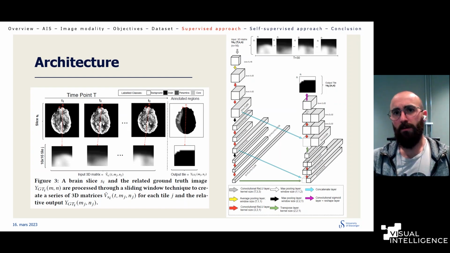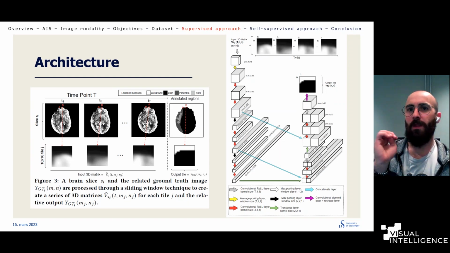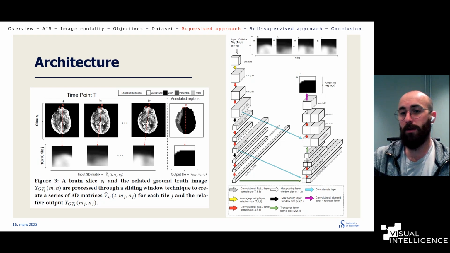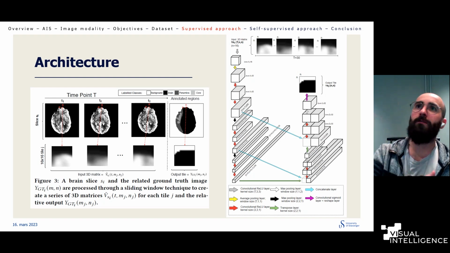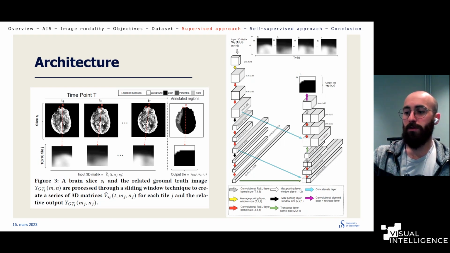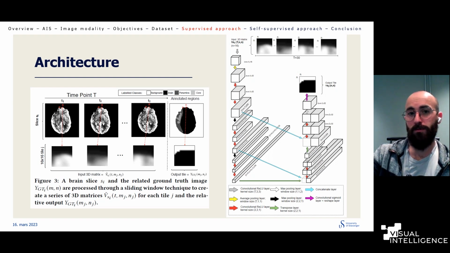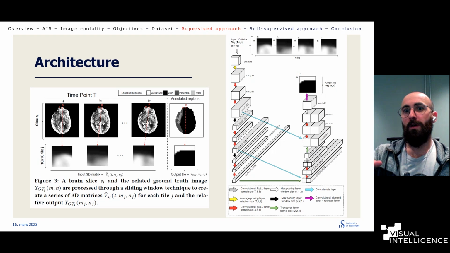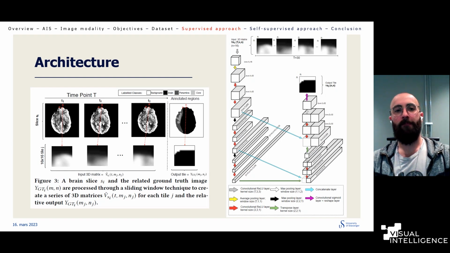As you can see on the right, the architecture is very similar to a classical UNet structure. The first 3 or 4 convolutional layers of the model are used to analyze the temporal dimension of this 2D plus time input, and reduce it so that it can be convolved and encoded into the UNet structure.